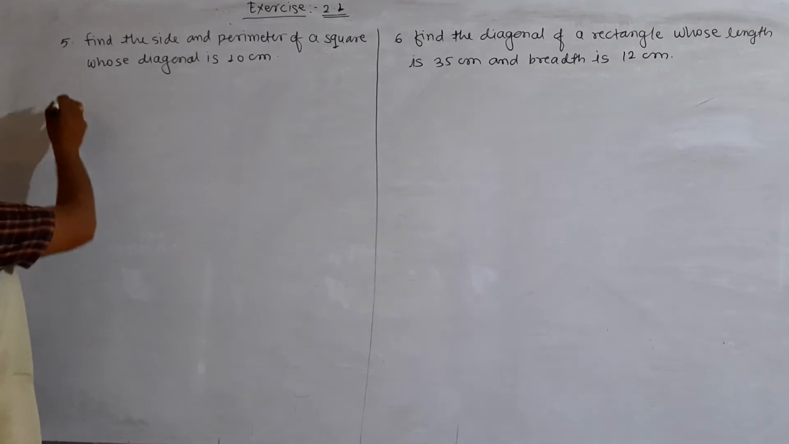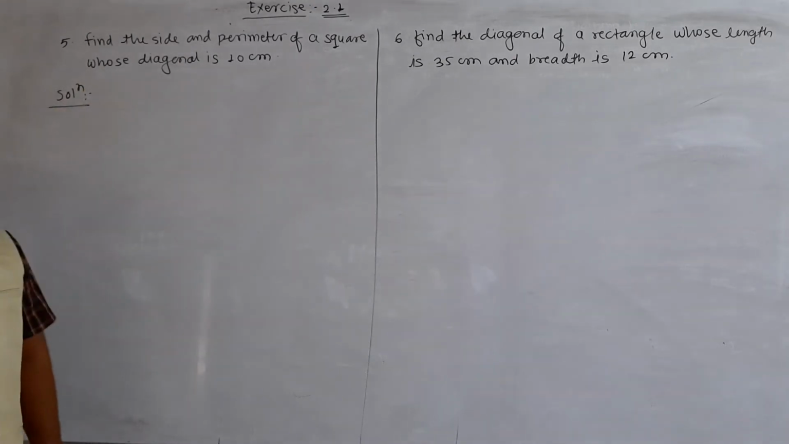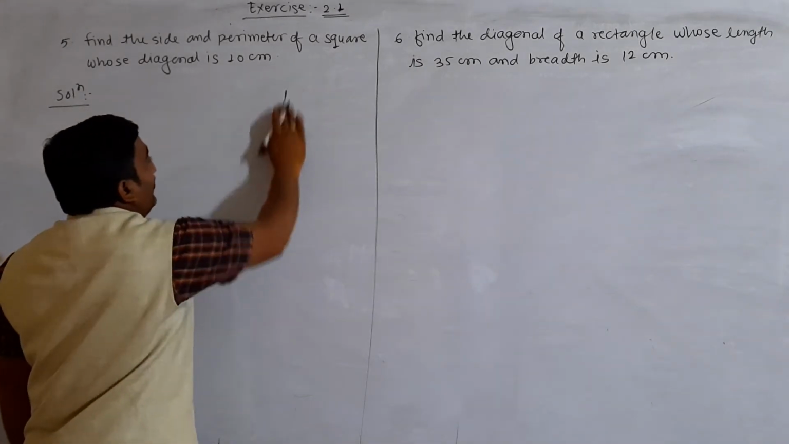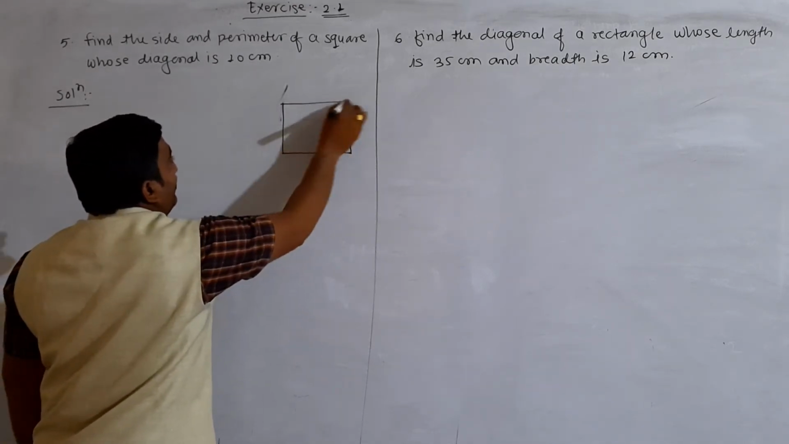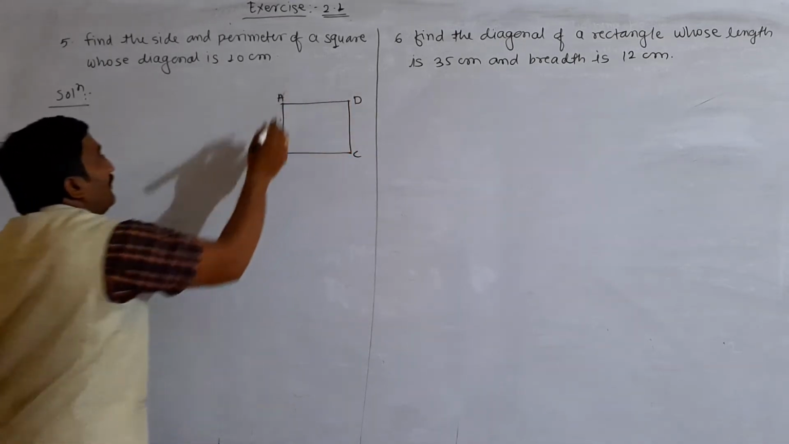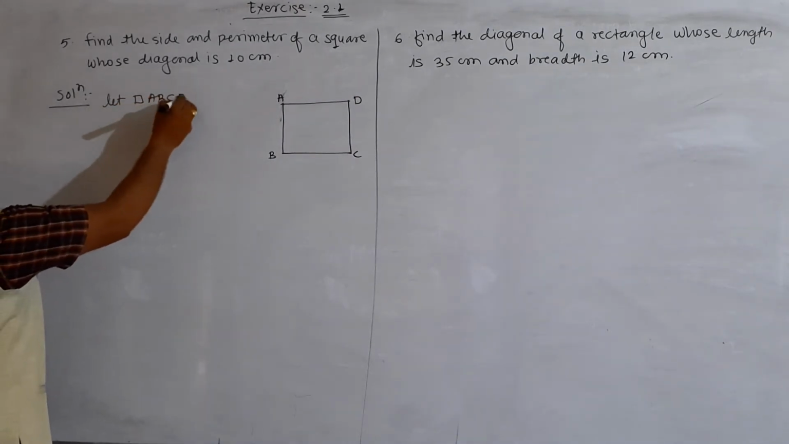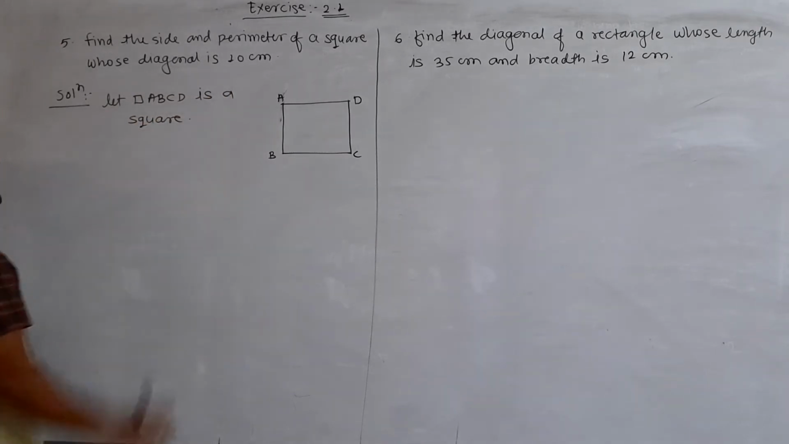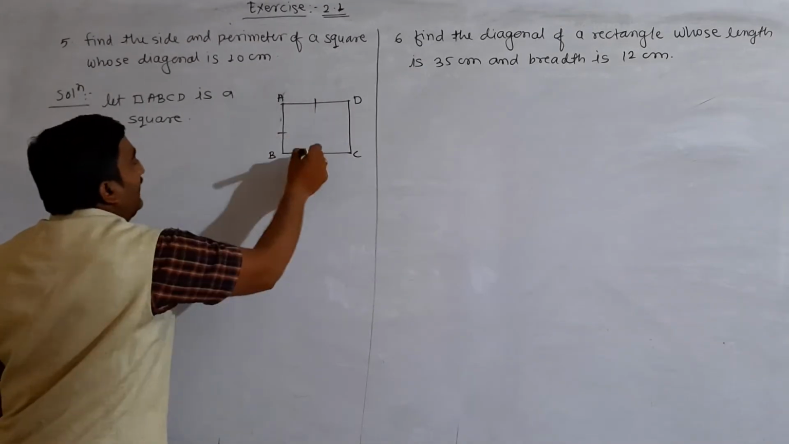When we have to solve this type of problem, we should know all the properties of a square. Suppose we take square ABCD. We can consider that quadrilateral ABCD is a square. We know that in a square all sides are congruent.